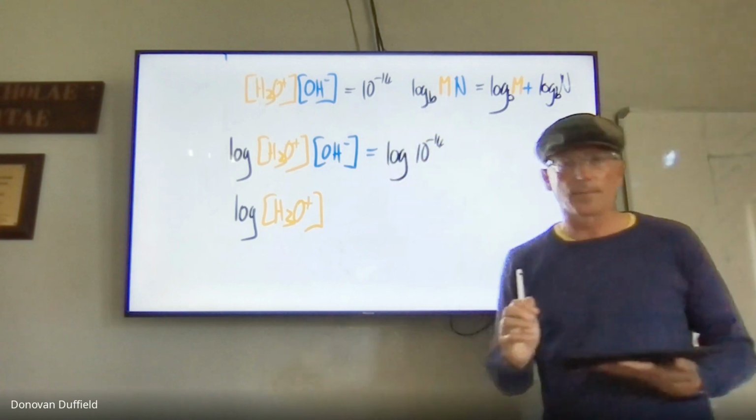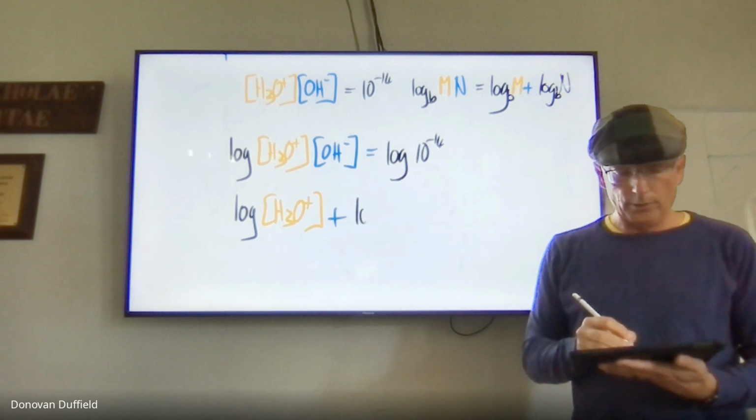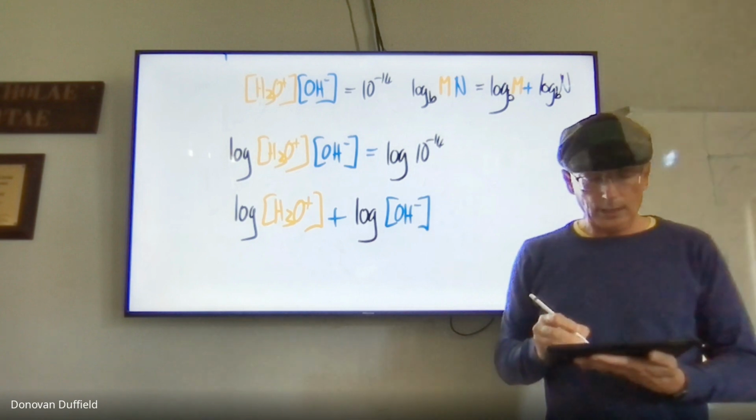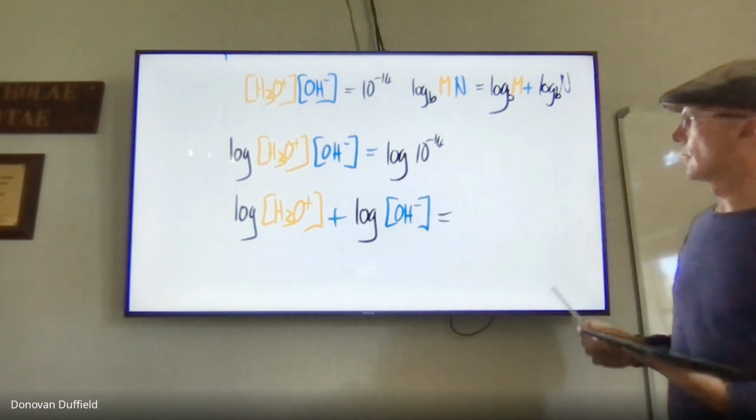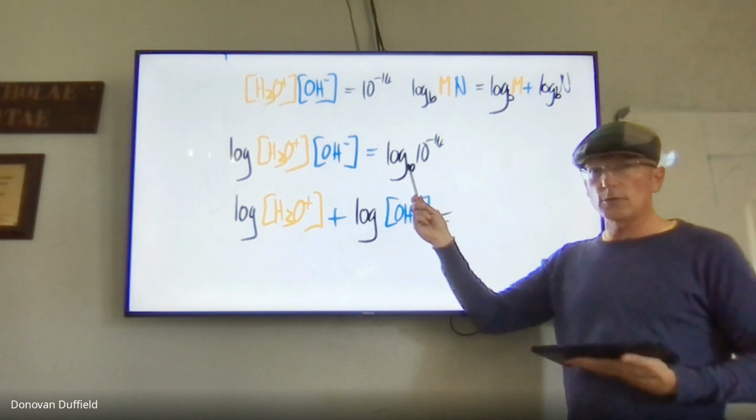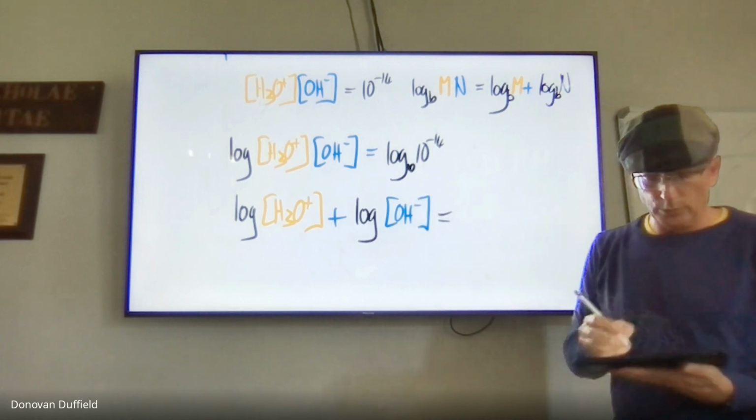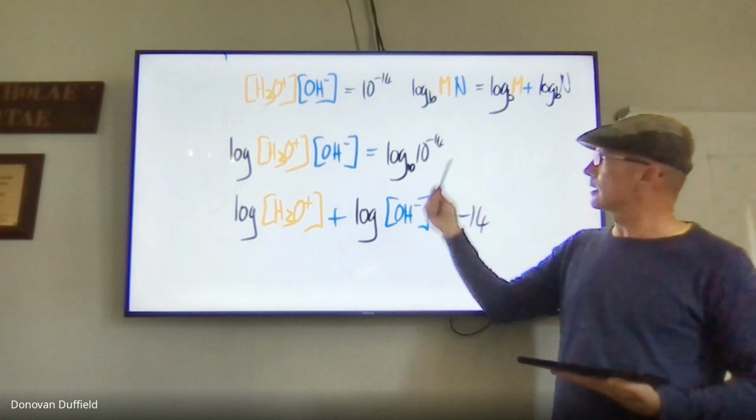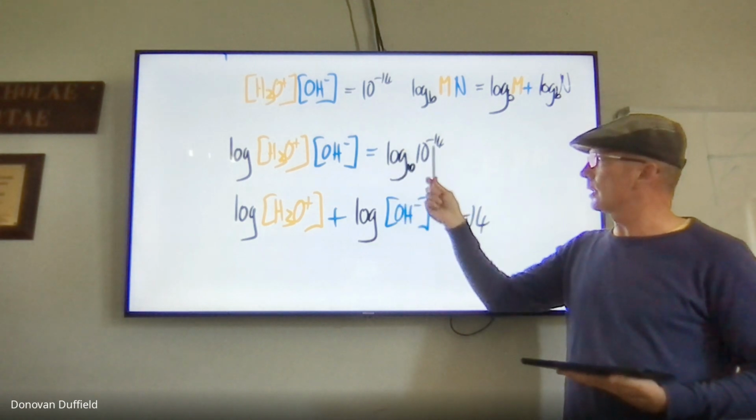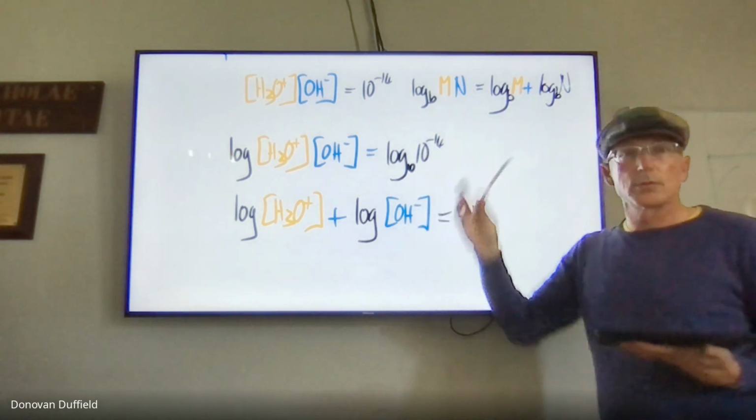We're working with base 10, an invisible base 10. And this is going to be plus the logarithm of the hydroxide ion concentration. And now, I want to ask you a question. What exponent must you raise 10 to in order to get 10 to the negative 14? Well, negative 14. See, explicitly, this power is 10 to the negative 14. So when you ask what's the logarithm of 10 to the negative 14 to the base 10, what exponent must you raise 10 to in order to get 10 to the negative 14?